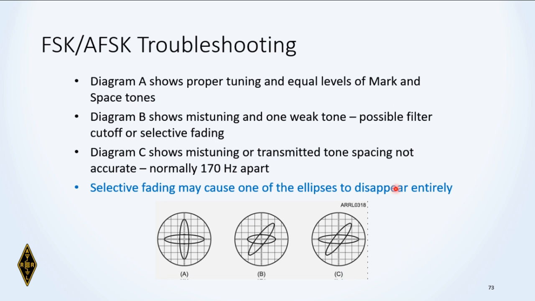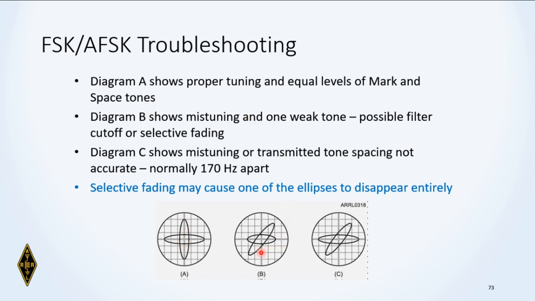Now, most software for FSK or AFSK will have a tuning indicator. Those are shown down below here. And this is a happy one. A is a happy one. So diagram A shows proper tuning and equal levels of mark and space, with the 170 difference between the two.